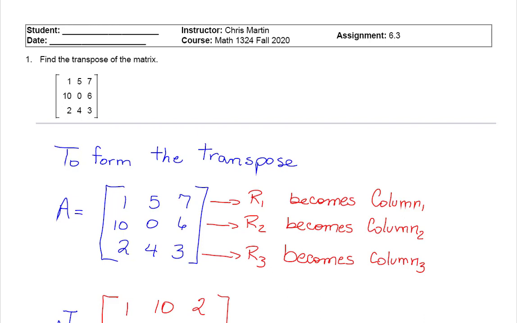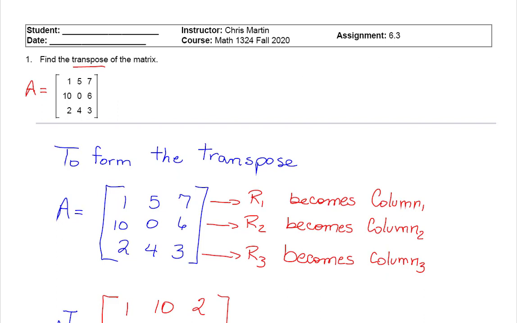Welcome to Math 1324. This is section 6.3 on the dual problem. Alright, in question 1, we are given a matrix. So here's matrix A, and they want us to form what's called the transpose. It's a feature of a matrix, and it's pretty easy to form.